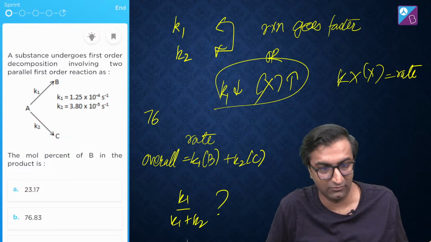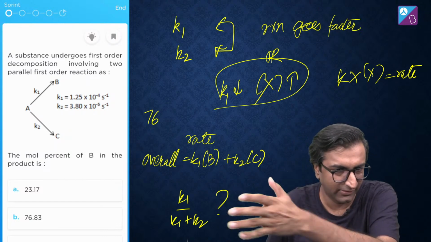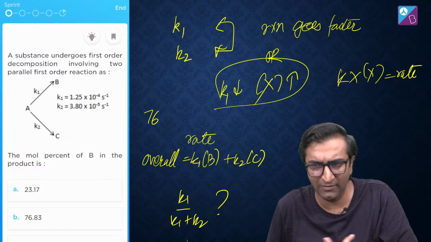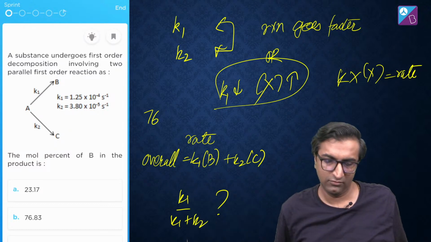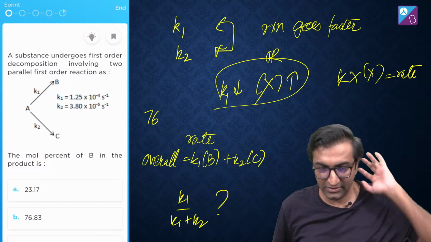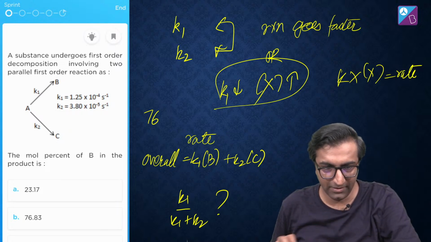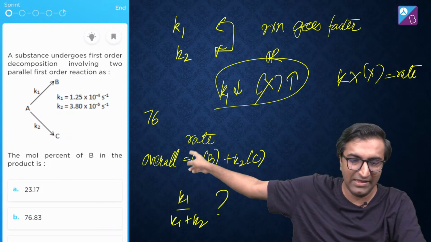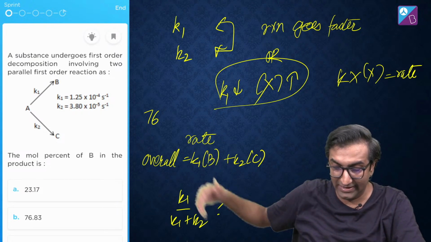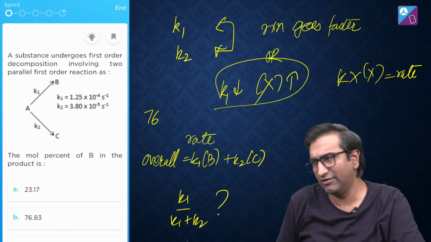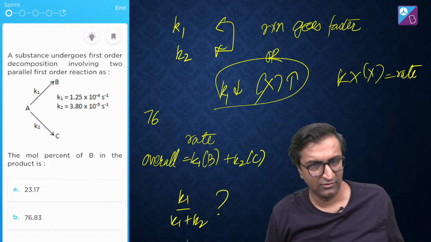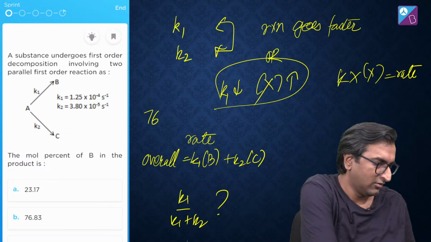I don't find any logic. I mean, not that I don't know the logic, but you are telling me the formula, but why? Why would you do this? Hitesh, I like what you're saying, but that would work if B and C have different reactions, right? Equilibrium. Oh, there's no equilibrium here. There's no equilibrium here.